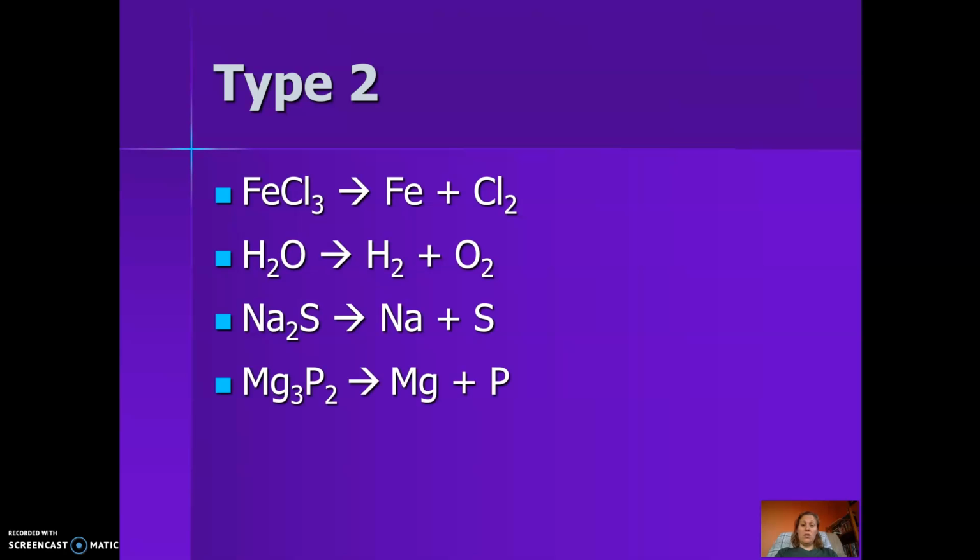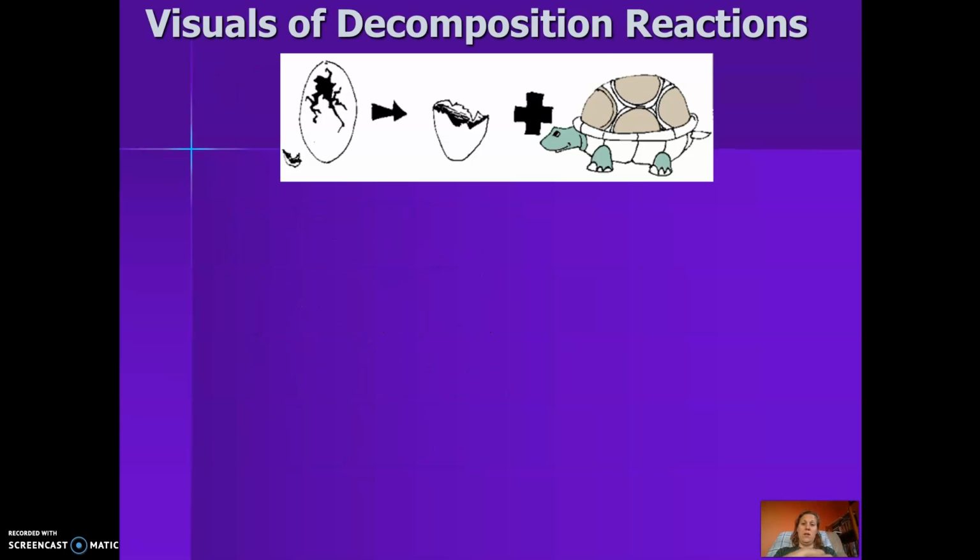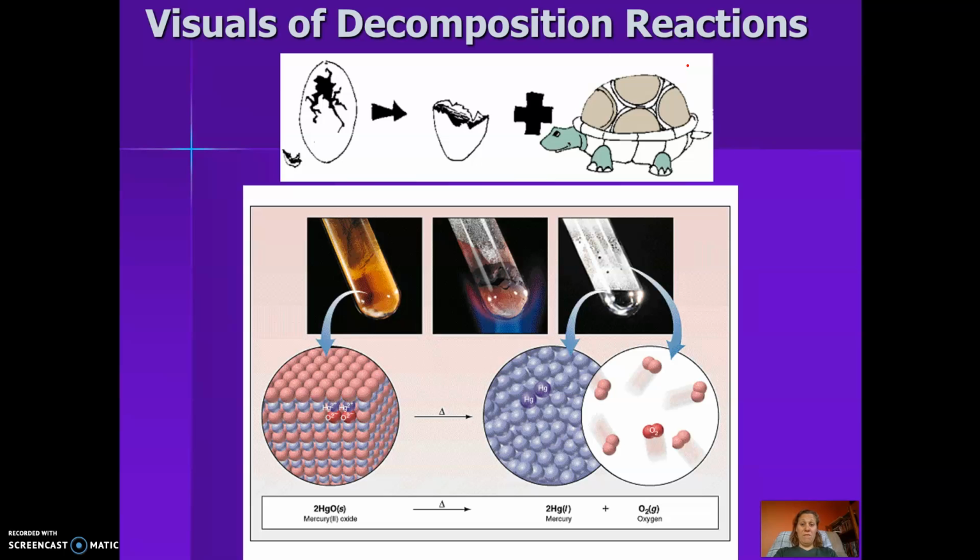Type 2 examples. Funnily enough, it's just the examples from before breaking apart. One thing breaking apart into its elements. Again, visuals. You've got a whole egg and it breaks apart into half an egg and a turtle. And again, this is mercury oxide, which is no longer in schools, but if you heat mercury oxide, it turns into these two things. FYI, when we did that Dalton's Playhouse, calx, this is the calx. It's breaking down into mercury metal and oxygen gas.